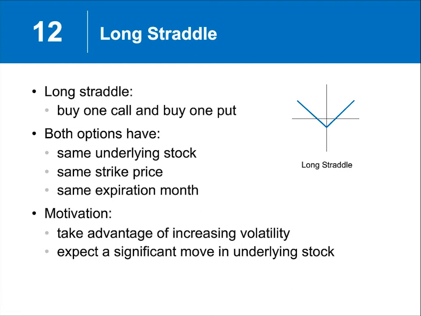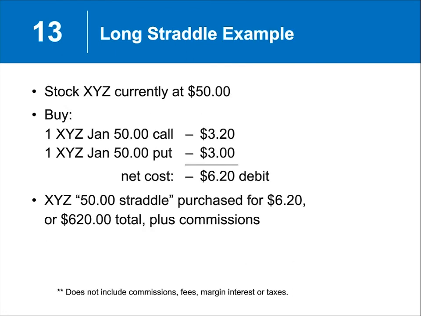Take a look at that little graph over on the right-hand side, that long straddle. You see that V? Take a look at that and think about that for a second. We're going to explain that a little bit further on, but that's a great representation of what a straddle looks like. So our example here is that we have XYZ stock currently at $50.